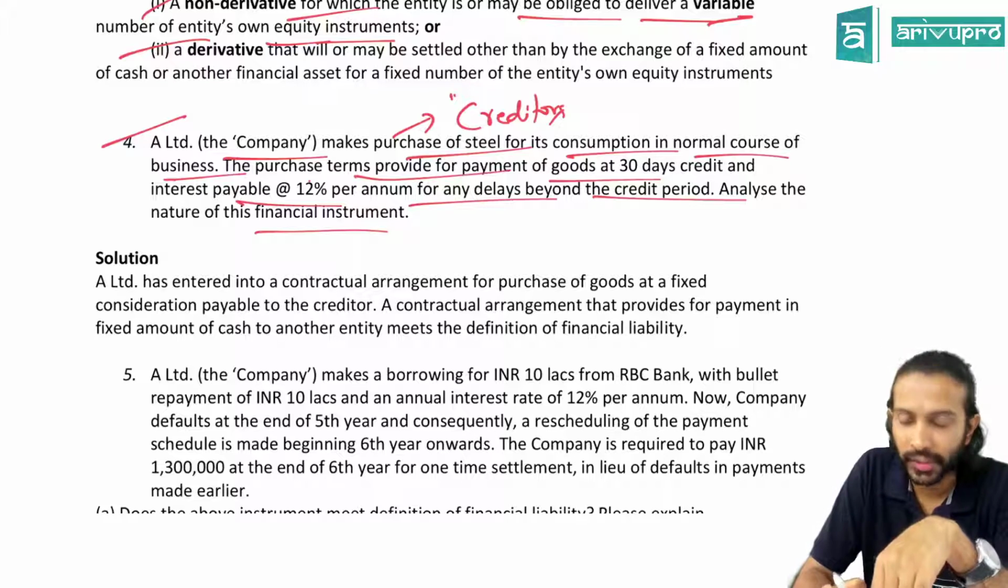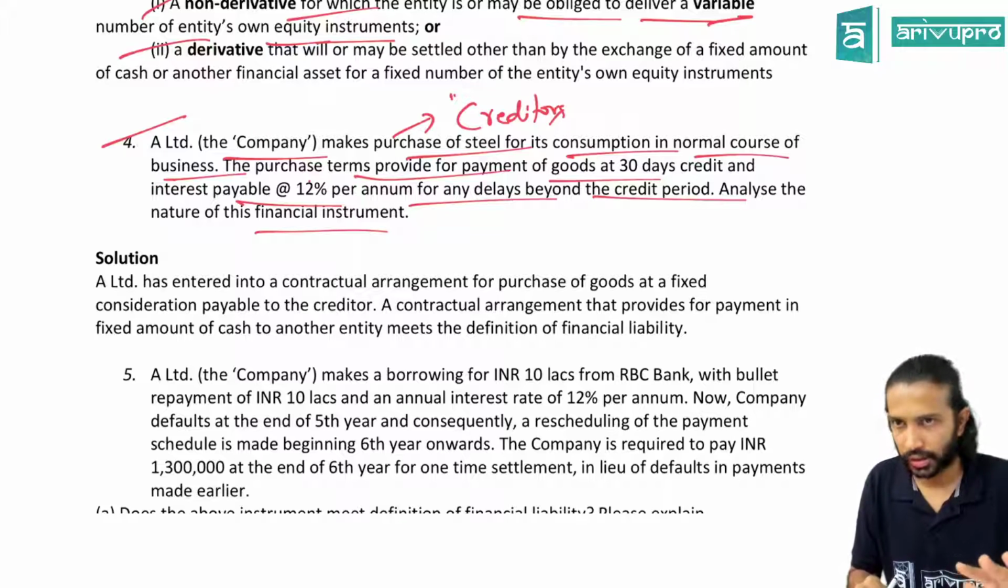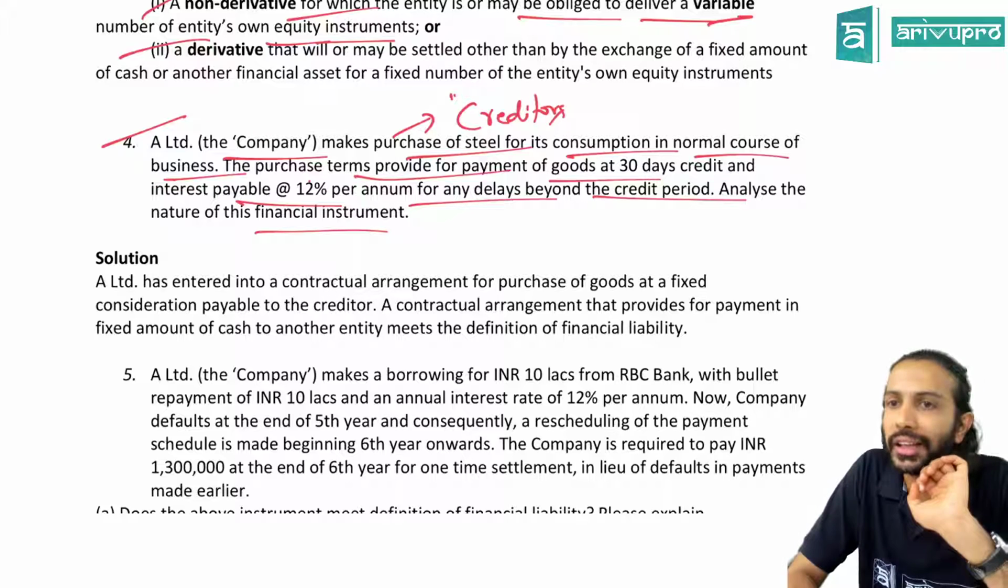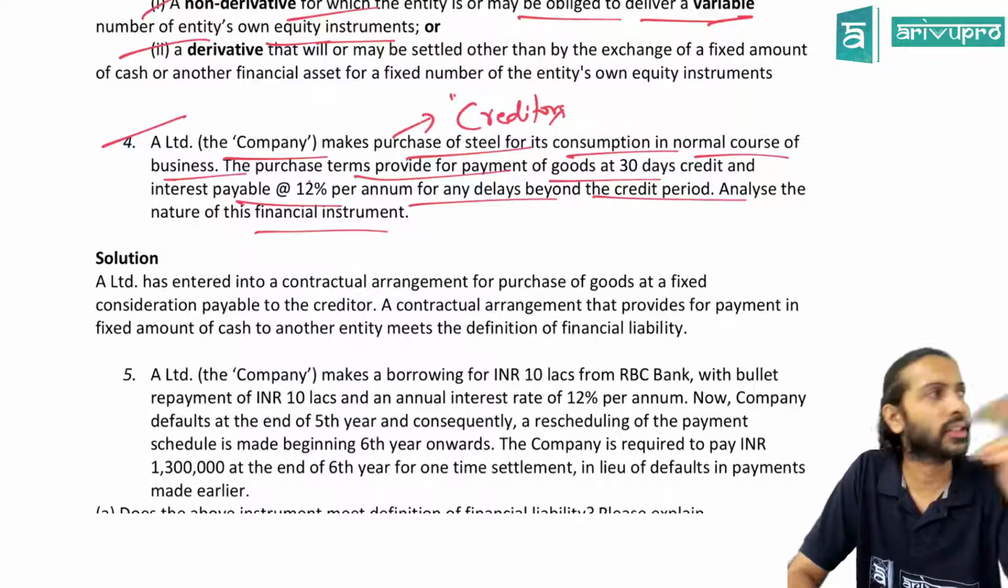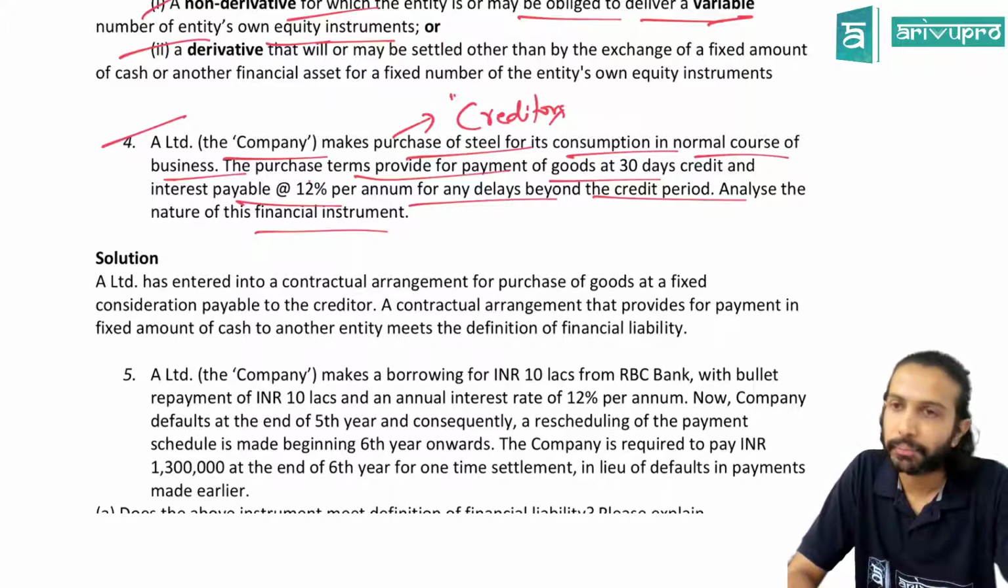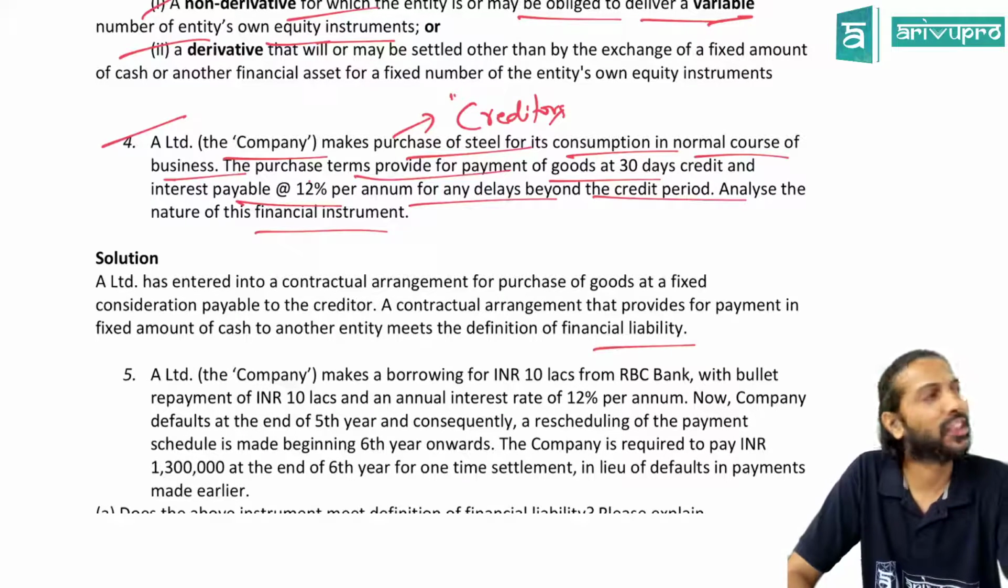Second, what will you say? In the present case, A Limited has a contractual obligation to pay for the goods purchased. Hence, it is a financial liability. Measurement, they are saying. In fact, they didn't give the measurement here. We'll see three methods which fit in. Actually, ACM only, amortized cost method.